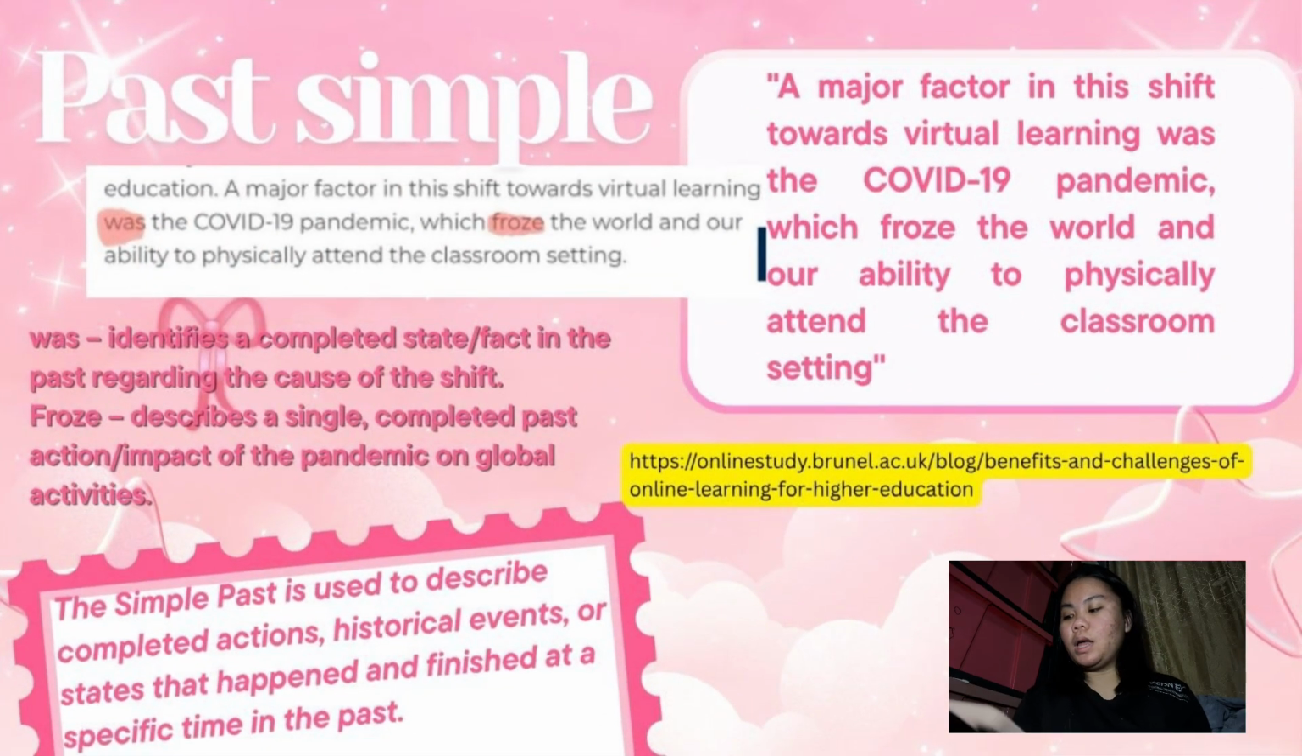Is past simple. The simple past is used to describe a complete action, historical event, or state that happened and finished at a specific time in the past. For example, a major factor in this shift toward virtual learning was the COVID-19 pandemic, which froze the world and our ability to physically attend the classroom setting. "Was" identifies a complete state of fact in the past regarding the cause of the shift. "Froze" describes a single complete past action or impact of the pandemic on global activity.